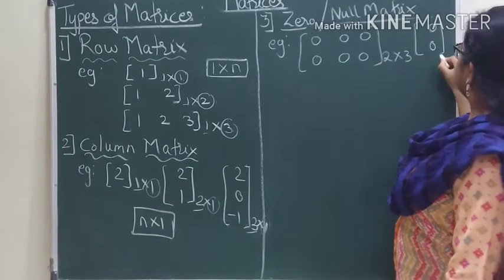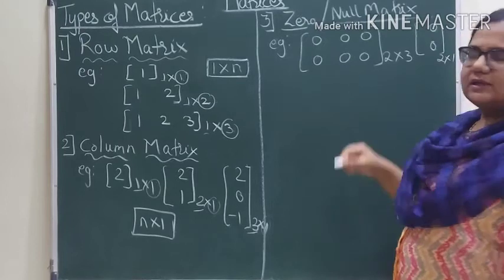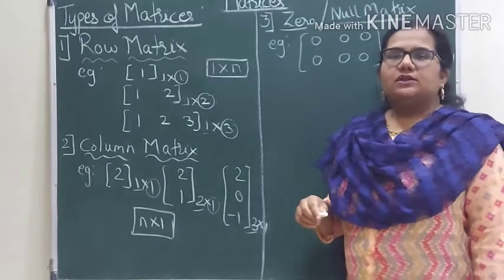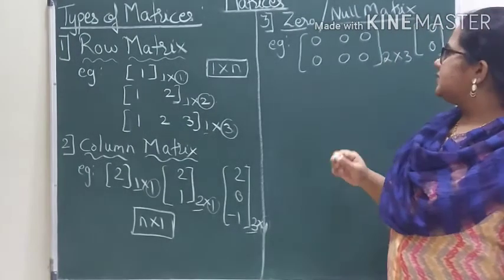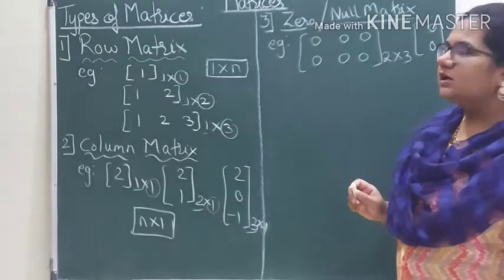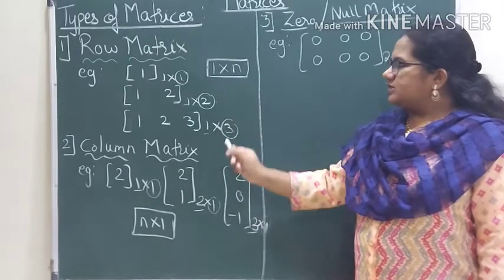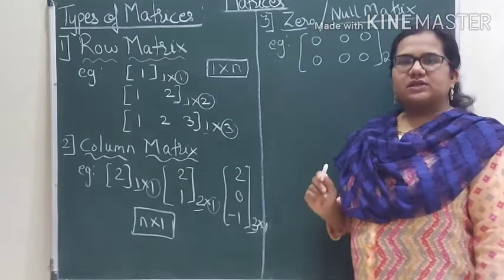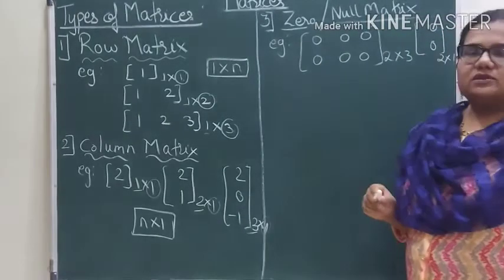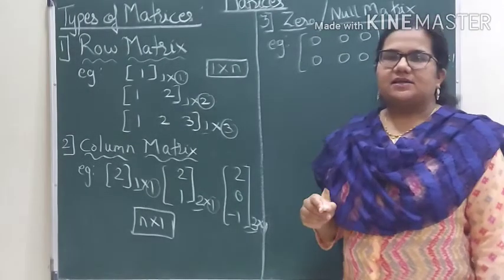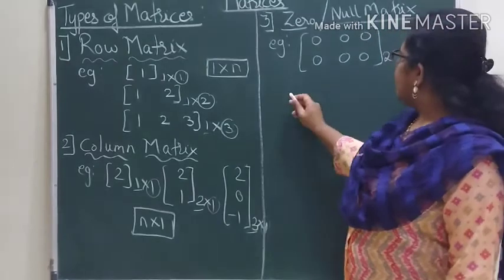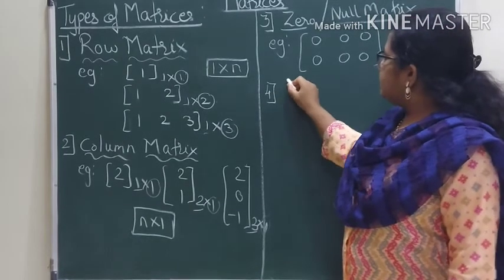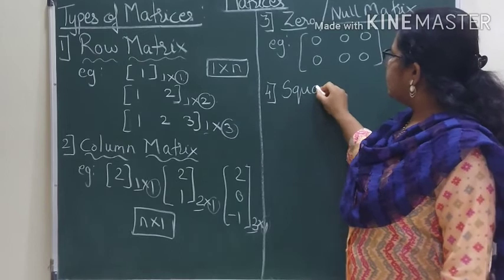What is the order of this matrix? 2 by 1. All the elements are 0. Therefore, this matrix is called a zero or null matrix. Clear? Row matrix means one row, single row. Column matrix means single column. Zero matrix means all the elements of the matrix are 0. Okay. Now, the fourth type is a square matrix.